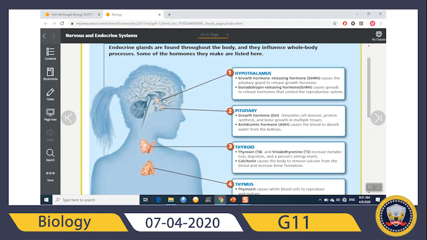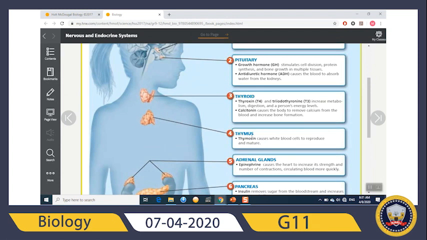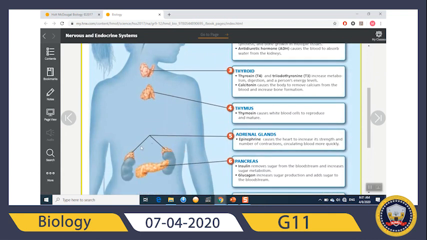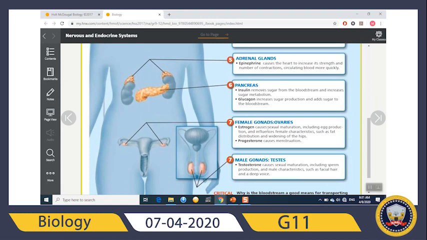Now, the hypothalamus is located in the middle of the brain. Pituitary gland, also in the middle of the brain. Thyroid gland, wrapped around the windpipe. Thymus, it's in the chest area. Adrenal gland, attached to the kidneys, top of the kidneys. Pancreas, and we have the gonads: in the female, it's the ovaries, and in the male, the testes.